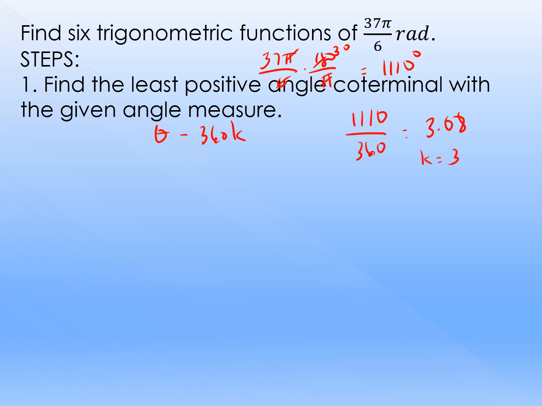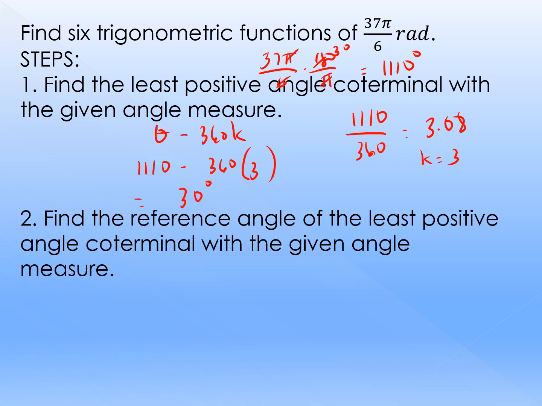Let us now substitute the value of k, which is equal to 3, and the given angle measure, which is 1,110. So instead of writing theta, we're going to write 1,110 minus 360. Instead of writing k, we're going to write 3. 1,110 minus 360 times 3 is equal to 30 degrees. So therefore, the least positive angle coterminal with 37 pi over 6 rad is pi over 6 or 30 degrees.